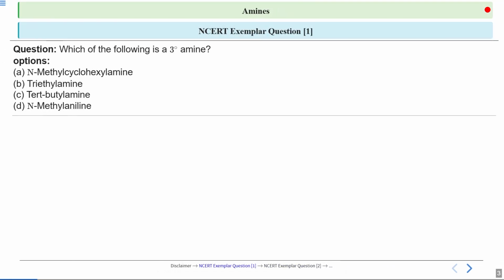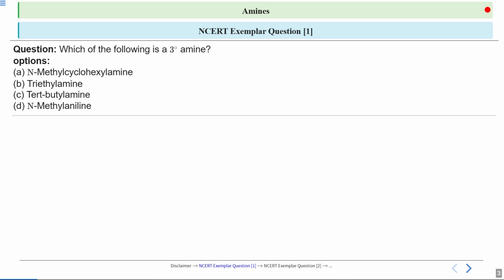Okay, now let's start with the first question. The question is: which of the following is a 3-degree amine, or which is a tertiary amine? So 4 options are given to you. First is N-methyl cyclohexylamine. Second is triethylamine. Next is tertiary butylamine. And next is N-methylaniline.